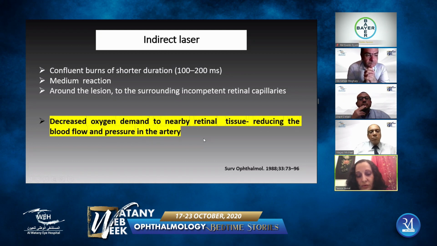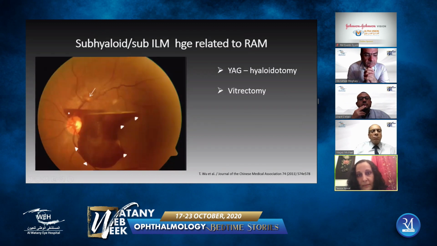And moving on to more hemorrhage, this is a patient with subhyaloid and sub-ILM hemorrhage related to the RAM. So Dr. Shreve, if you had a patient who came with a macroaneurysm with this kind of multilayer hemorrhage, how would you deal with this patient? Would you do a YAG or a vitrectomy?